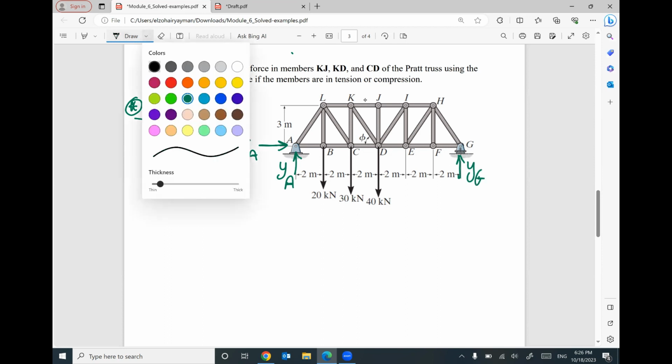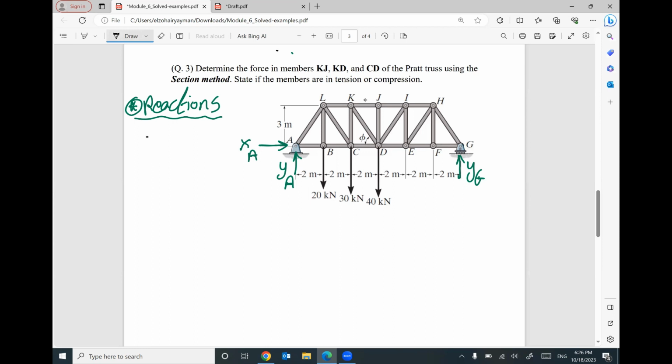If you would like to figure out these reactions, I need to apply the 3 equilibrium equations: summation of Fx equals 0, summation of Fy equals 0, summation of moment at any point equals 0. This is how to figure out your reactions. What do you have in x? Do you have anything in x direction? Make sure you include everything. I think I have only XA equals 0. That's fine. 0 is good.